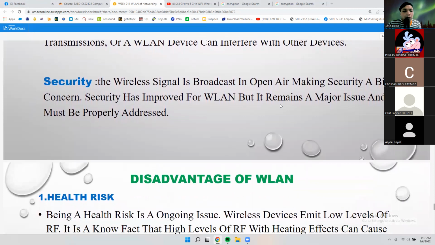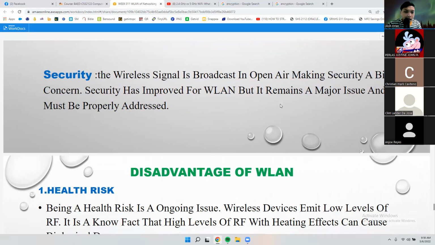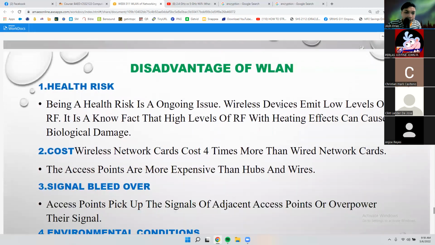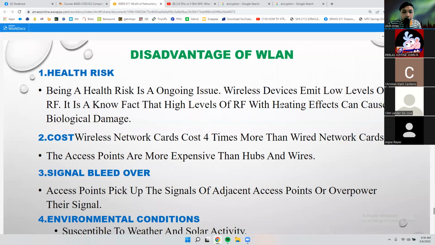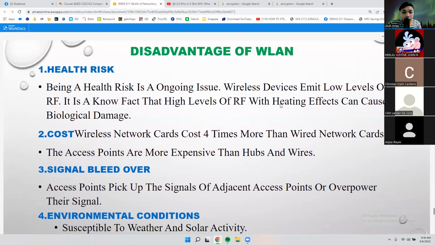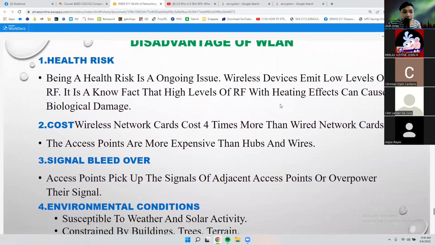Yung security. But of course, kung maingat tayo, kung alam natin yung scope and limitation natin with the use of internet, no? Kasi syempre, possible sa security, number 1, hackers. Number 2, viruses. Okay? Kasi alam niyo naman sa internet, may mga adwares, may mga viruses na gumagalaw diyan. So, there are disadvantages, actually. So, health risk, number 1. Health risk is an ongoing issue. Wireless devices emit low levels of RF. No fact that high levels of RF with heating effects can cause biological damage.